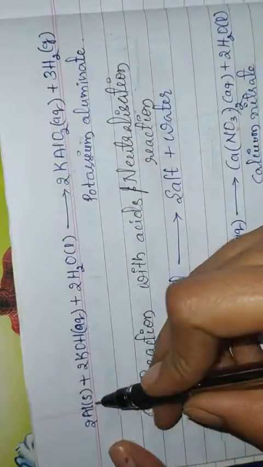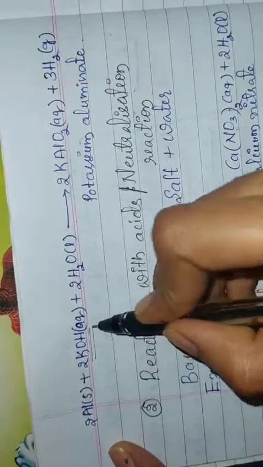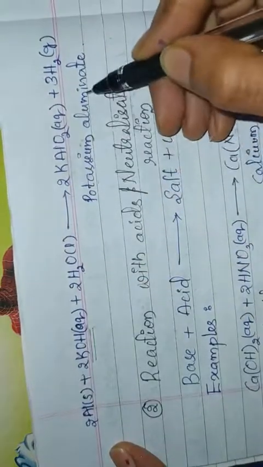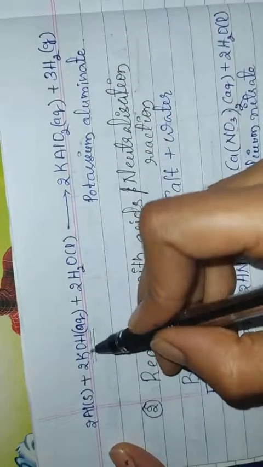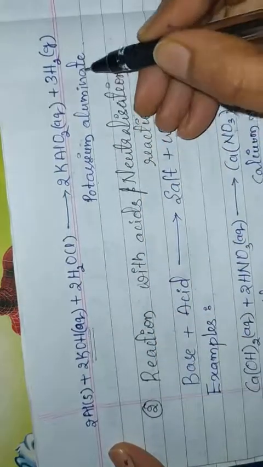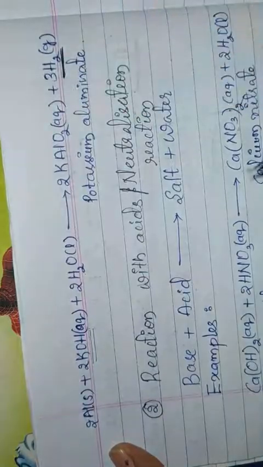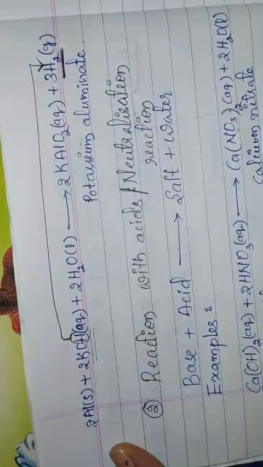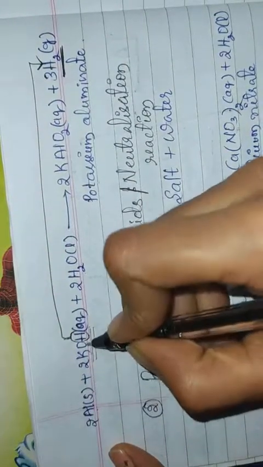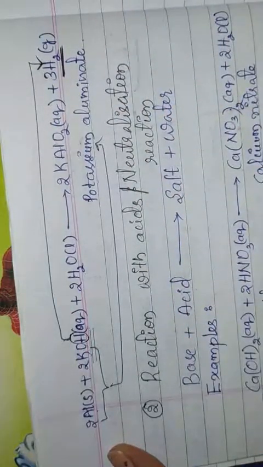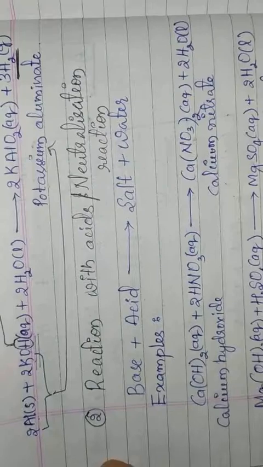See here, aluminium reacts with potassium hydroxide. Here water is taken as a solvent and it forms potassium aluminate. In previous example we used sodium hydroxide; here we have used potassium hydroxide. So here potassium aluminate is formed along with the liberation of hydrogen gas. Two hydrogen atoms are eliminated in the form of hydrogen gas, and the aluminium, potassium and oxygen will combine and form potassium aluminate. This is the first chemical property of bases.